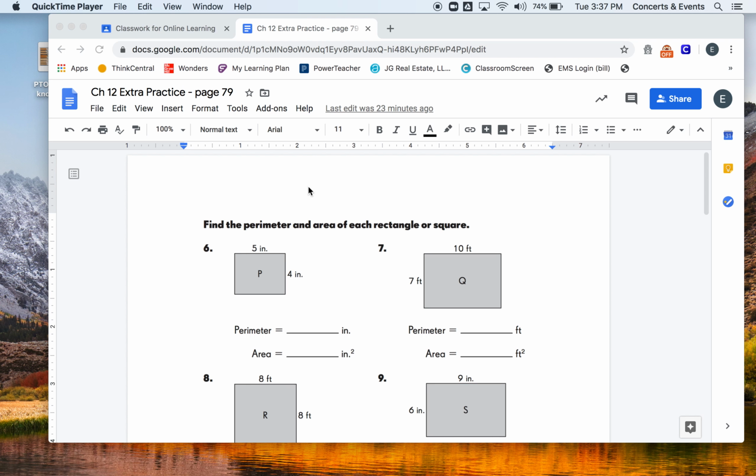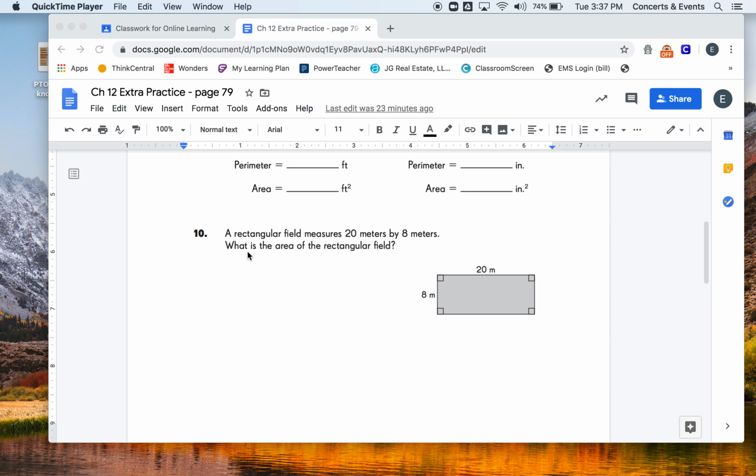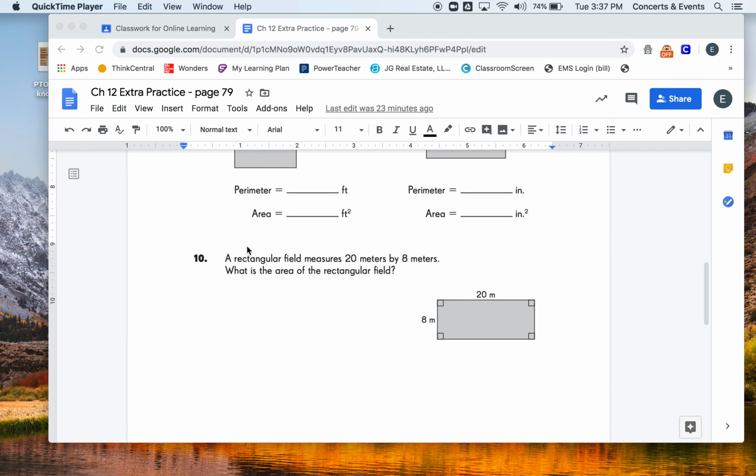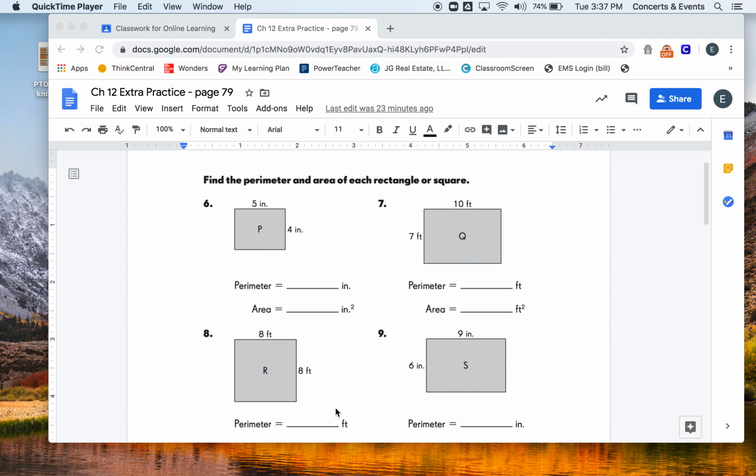This video today, I'm going to go over extra practice page 79, and then I'm also going to go over the two on page 80. So this chapter again is dealing with area and perimeter.